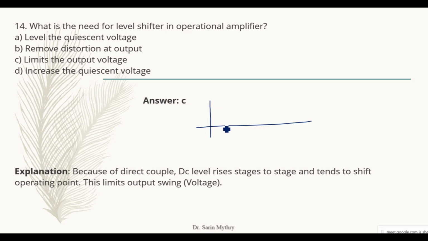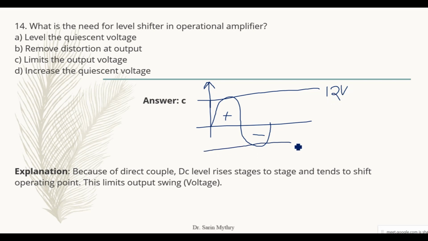We have studied in the previous classes that the output swing of your operational amplifier, if it is 12 volts, means what? The positive cycle and the negative cycle should not be greater than 12 volts. Practically speaking, the maximum value it can take is only 12 volts on the positive side and only minus 12 volts on the bottom. But practically speaking, it will not even take the 12 volts.